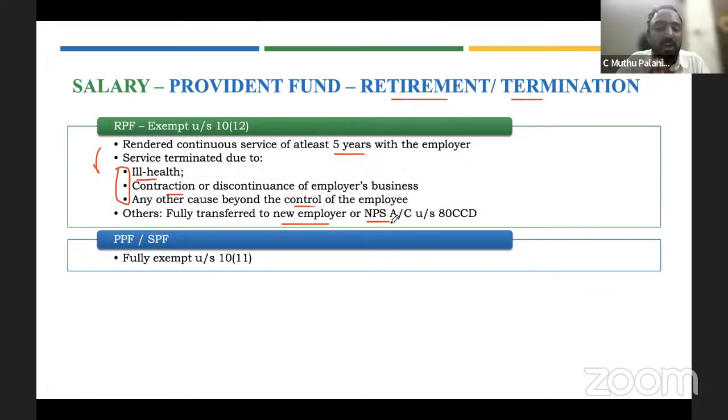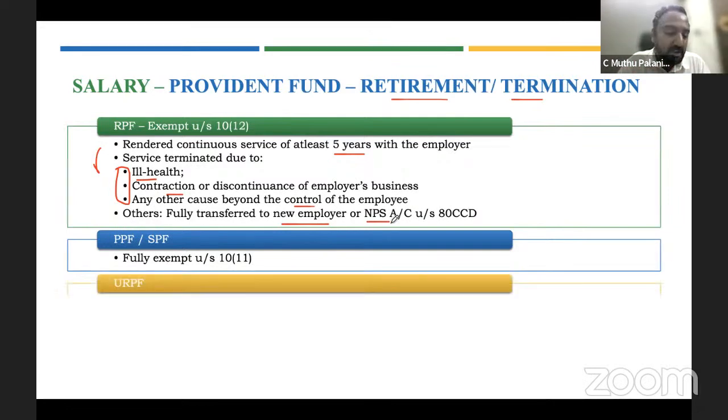So section 10 clause 11 says whatever you are receiving from public provident fund or statutory provident fund, whatever money you receive is fully exempt under section 10 clause 11.